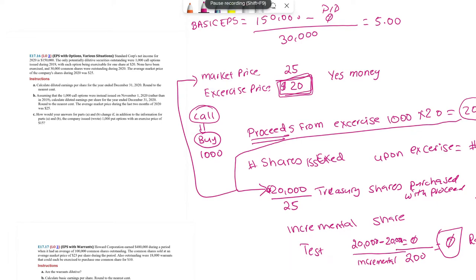Now part B. They changed the question. Actually, they did not change it. All they did is change the date. It's saying assume the 1,000 call options were issued on November 1st rather than the 19th. So when are we doing the diluted earnings per share? We're doing it on December 31st.